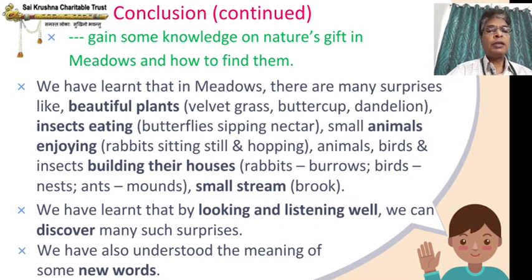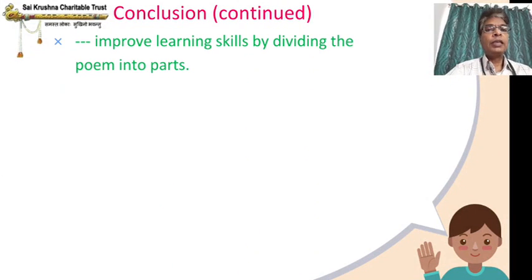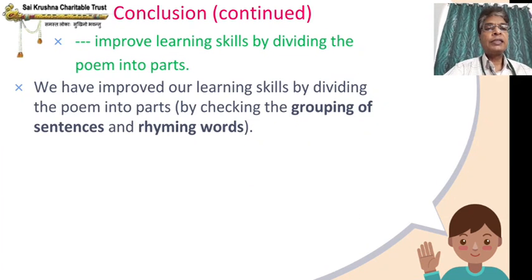After you note down this, then we can go to the next page where we will see the skills. Improve learning skills by dividing the poem into parts. So we have improved our learning skills by dividing the poem into parts, by checking the grouping of sentences and rhyming words. So we are able to group the paragraph. Each paragraph you are able to check how the poet has grouped the sentences, and also we check the rhyming words through which we are able to improve our learning skill and memorizing skill.